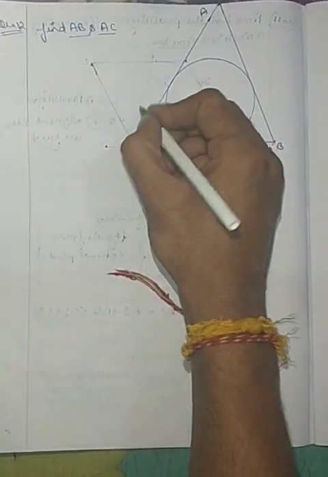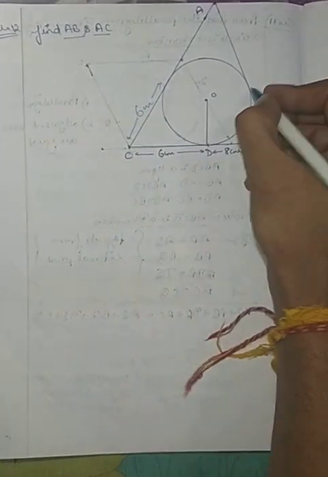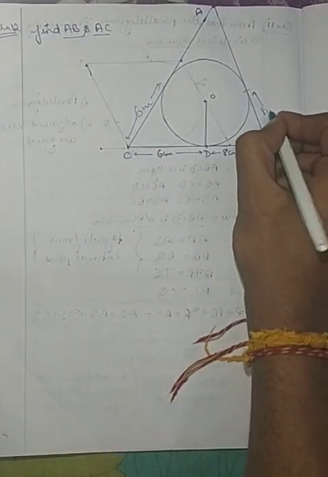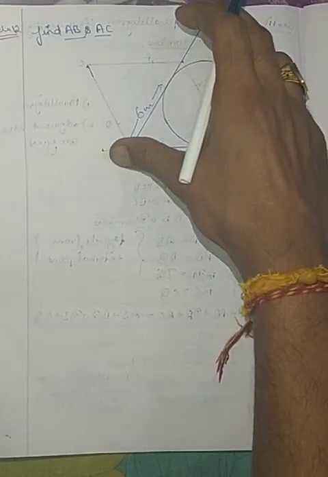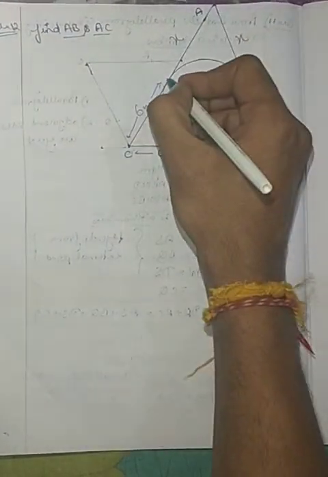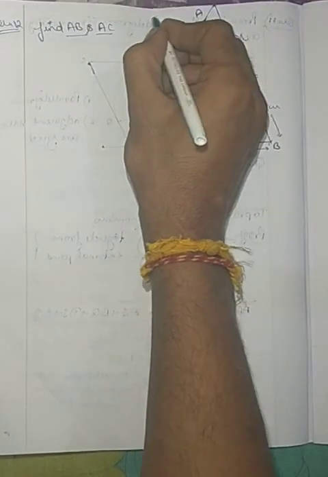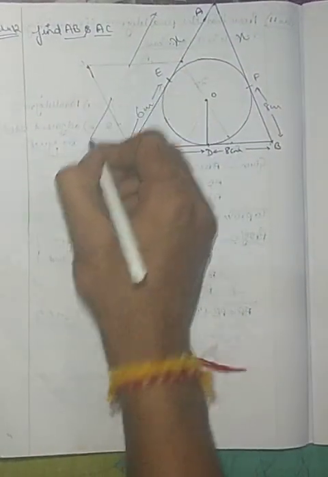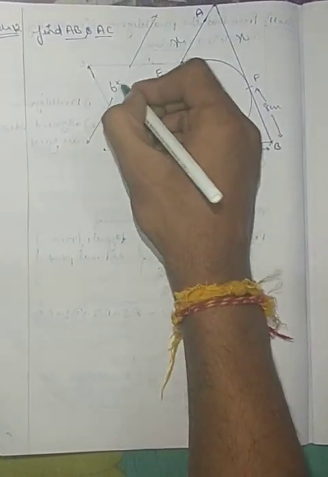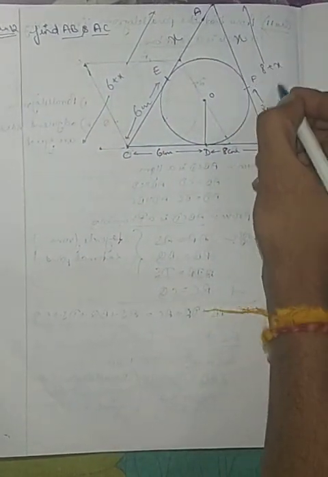If this is 6, this will also be 6 centimeter and this will be 8 centimeter. To find AC, we need to get this part. Let it be x. And this part is also x. Name it E and F. Can you tell me complete AC? It will be 6 plus x. Similarly, complete AB will be 8 plus x.